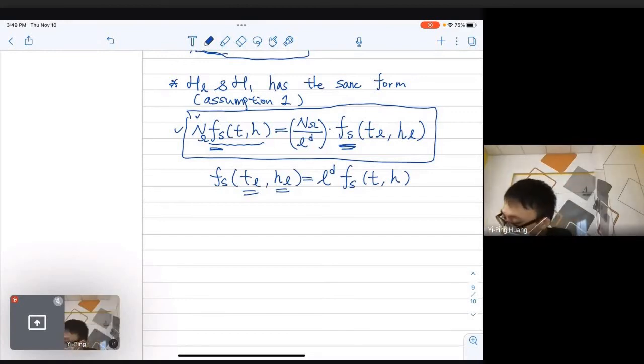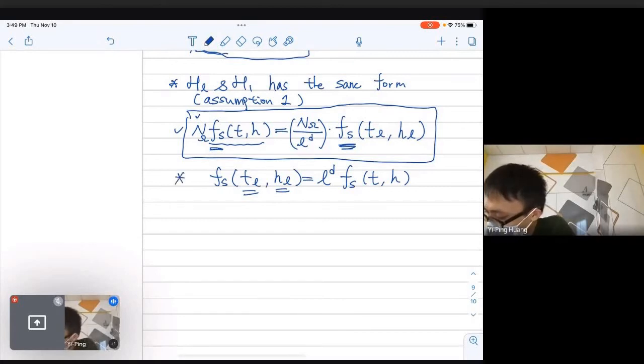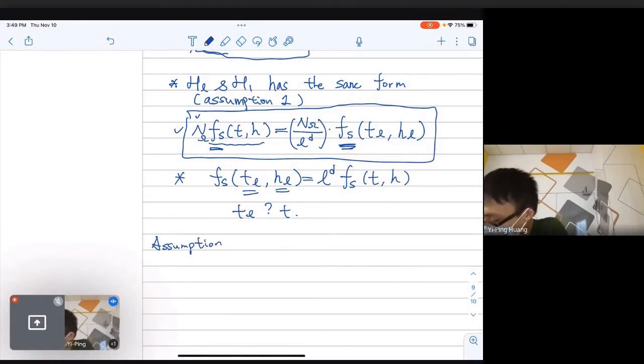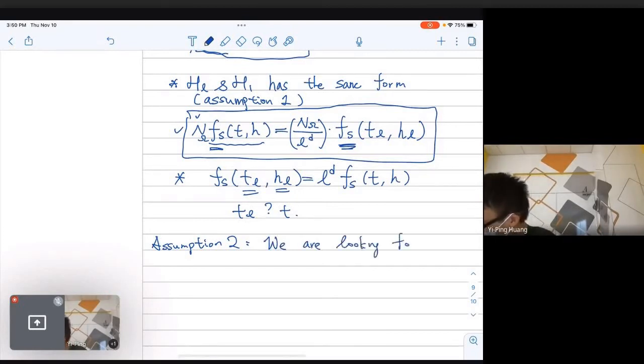Okay? So we start right here, and the most important thing is that we don't know how T_L is related to T. So assumption 2 of Kadanoff basically tries to address this question by, to some extent, quite brute force. Assume that. So the idea he had is basically that we are looking for power law behaviors.